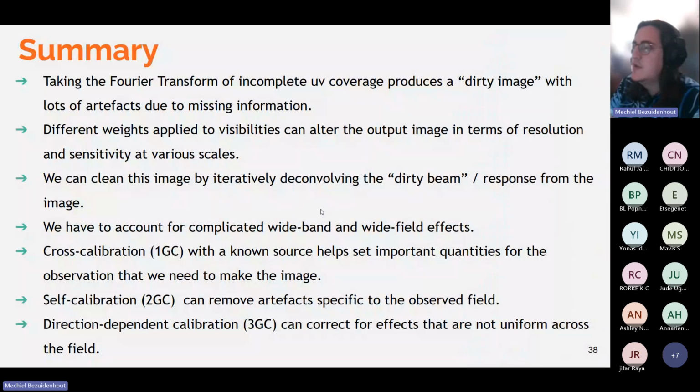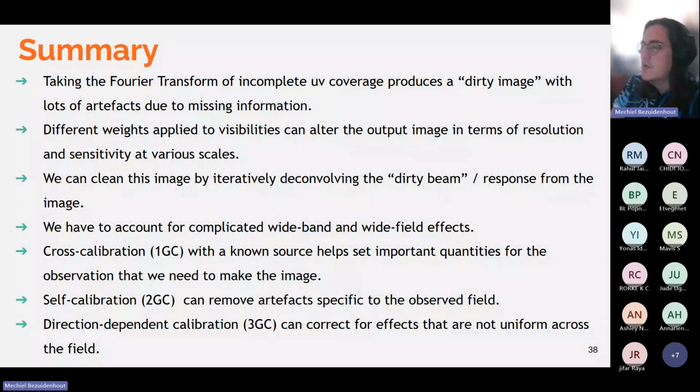Let me just give you some summary of everything that we've done. When we take the Fourier transform of an incomplete UV coverage, we get a dirty image, right? With lots of artifacts because there's missing information in the UV plane. We can apply different weights to those visibilities to alter the output image in terms of the resolution and the sensitivity at various scales. And then we can clean this image by iteratively deconvolving the dirty beam, which means the response of the interferometer, from the image.